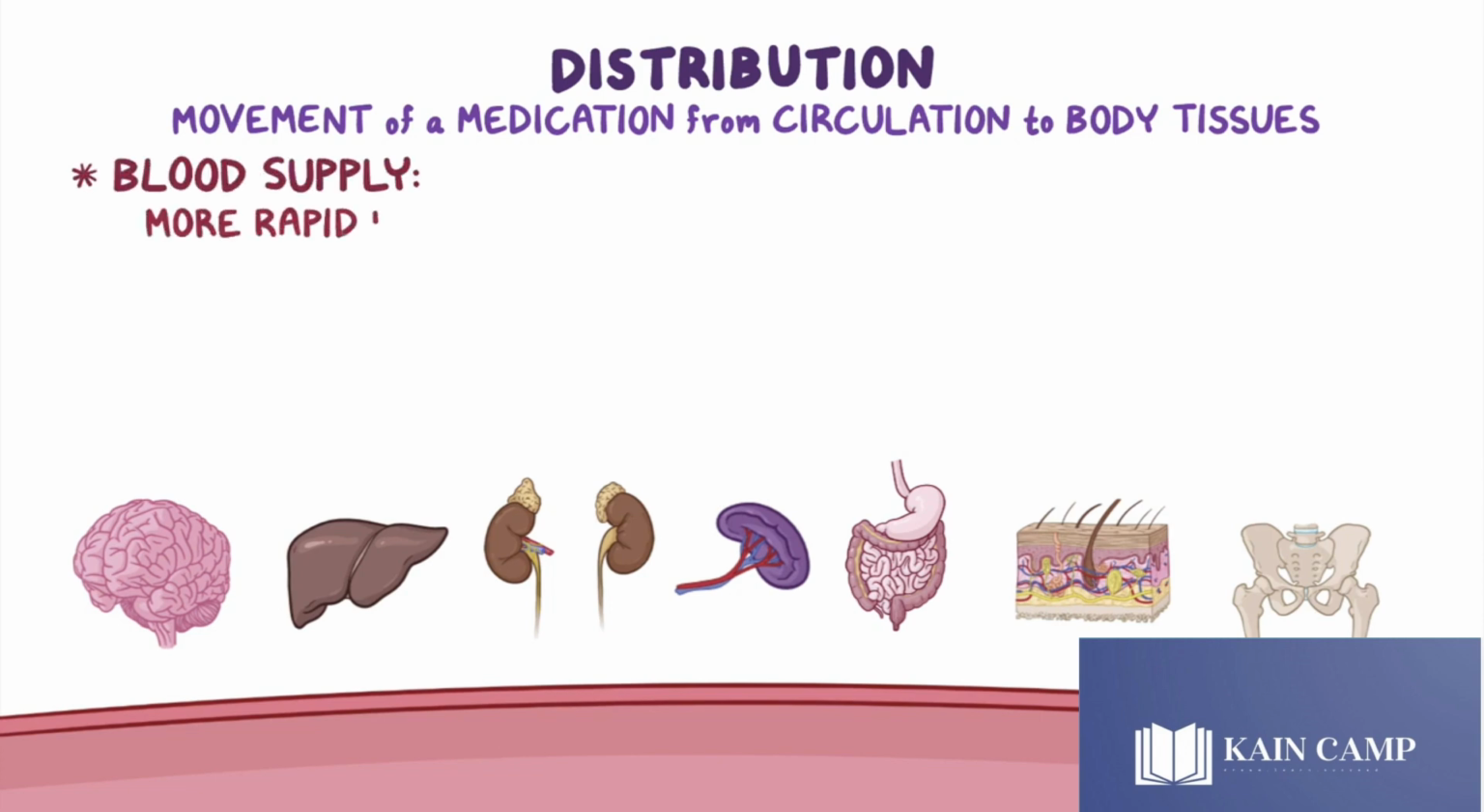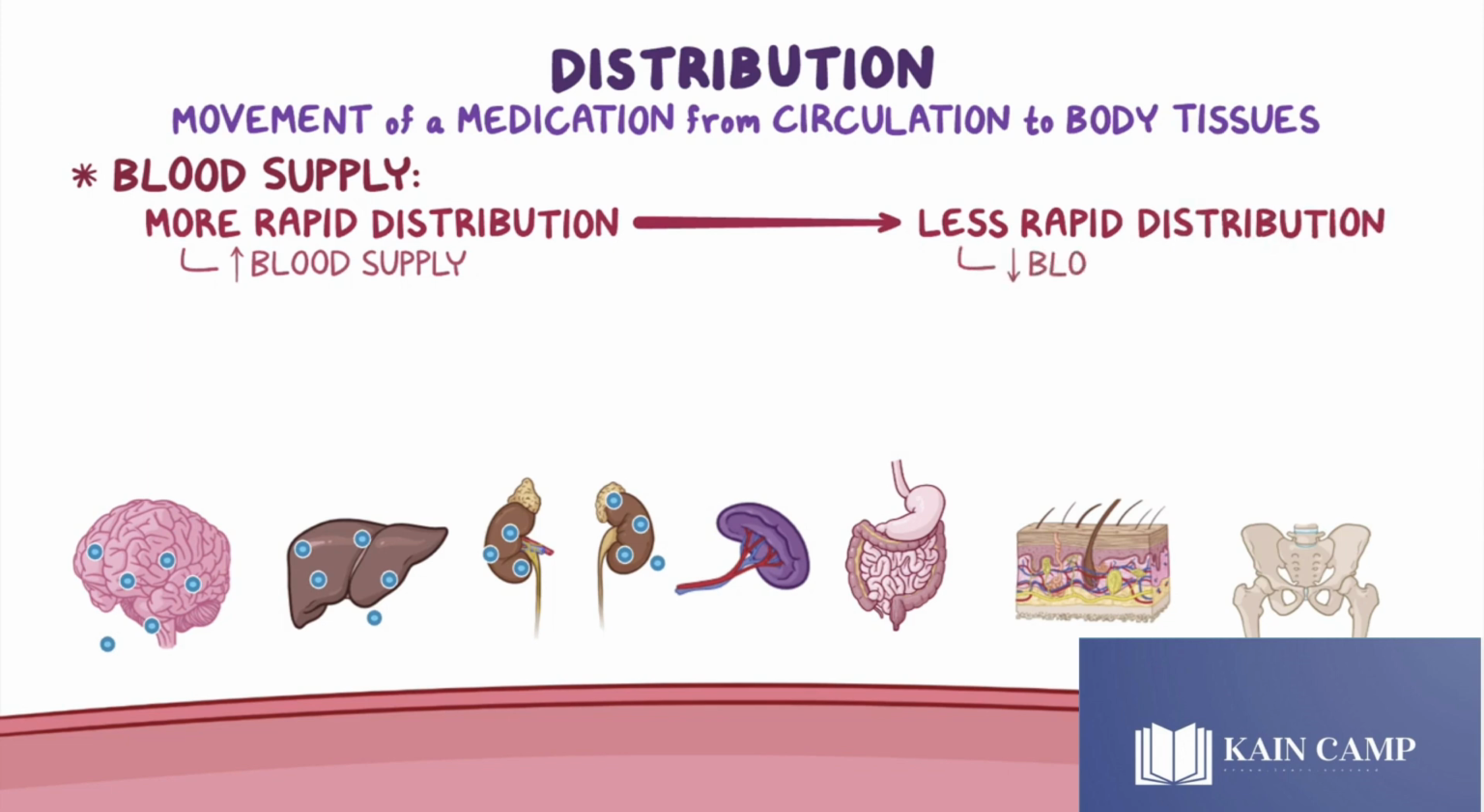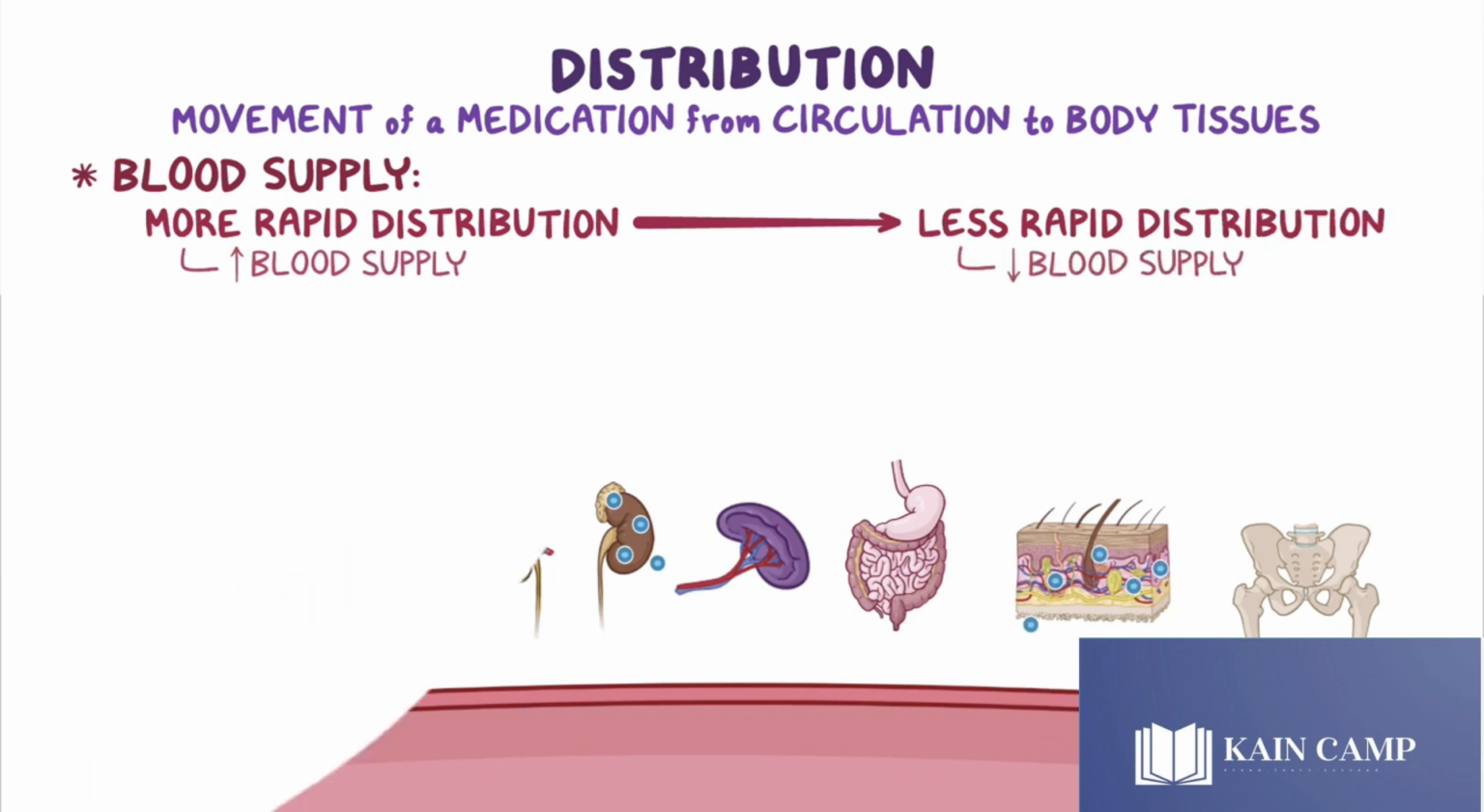Drugs distribute more in the organs which have more blood supply or rapid blood distribution, like brain, liver and kidney. And the areas where the blood supply is low get lesser drug distribution, like the adipose tissues.